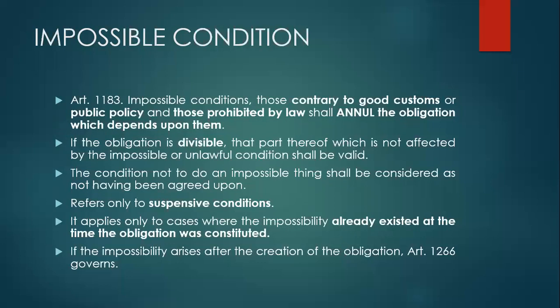So, what does the rule say? It shall be considered as not having been agreed upon. So, meaning to say, the condition not to do an impossible thing will be deemed not to have been agreed upon by the parties. So you disregard the condition not to do an impossible thing. So it's as if the obligation does not have an impossible condition.